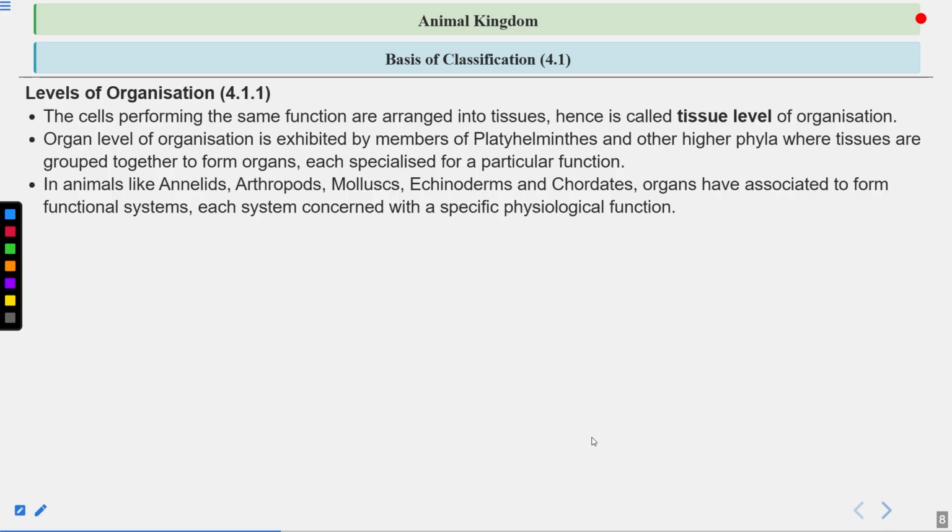So that is why we see the formation of the functional system that performs a particular physiological function. This pattern is called the organ system level of organization.